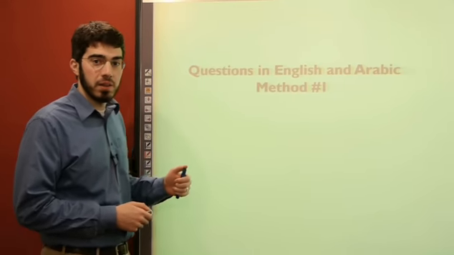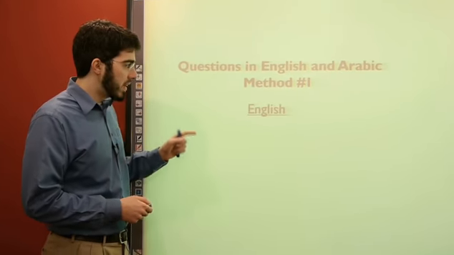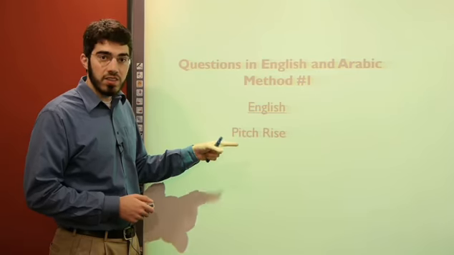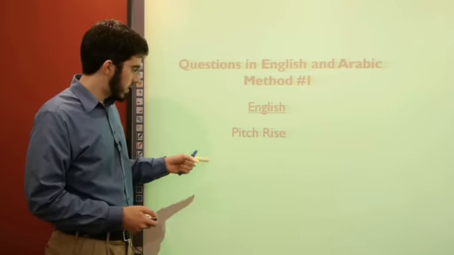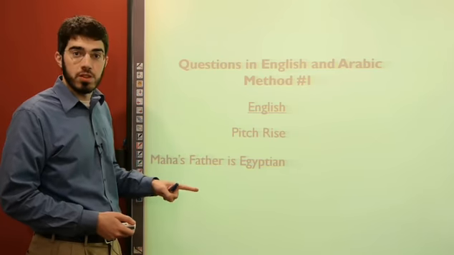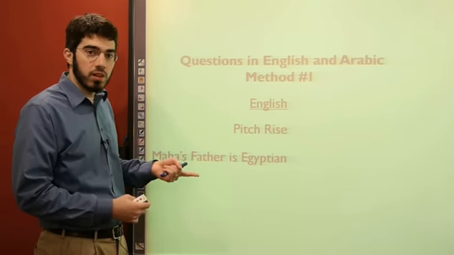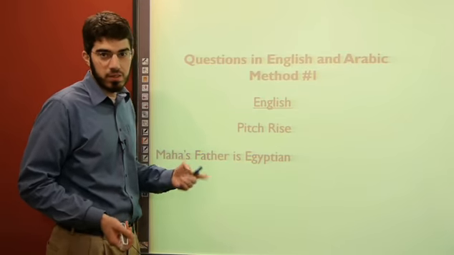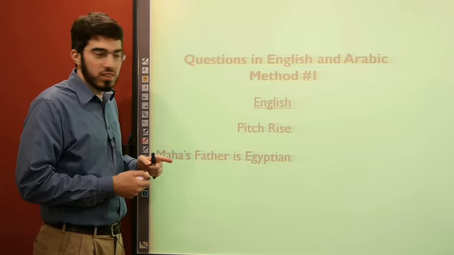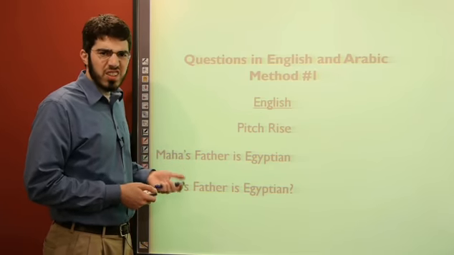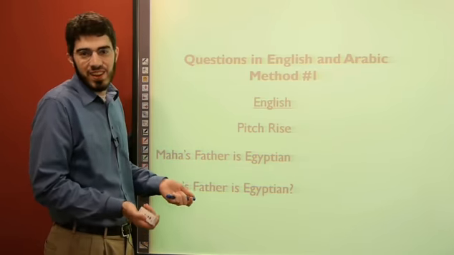Questions in English and Arabic, method number one. Basically in English, I can use a pitch rise. I can raise my voice at the end of the sentence. Consider, for example, the sentence, Maha's father is Egyptian. It's declarative, right? I just told you something. Her father is not Lebanese or Syrian or something like that. If I raise my voice at the end, it becomes a question. Check it out. I can go, Maha's father is Egyptian?